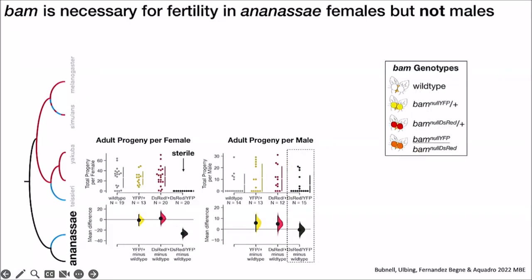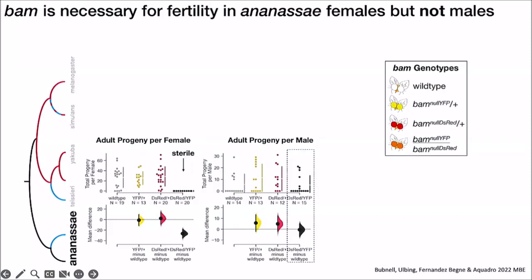Further interestingly, if we take a look at ananassae, which is a further twist, a little further out in the melanogaster species group, we do see the expected phenotype of sterility in females, but males are fine. So wait a second, what's going on? We've got these complexities of regulation. This was published in MBE last year.